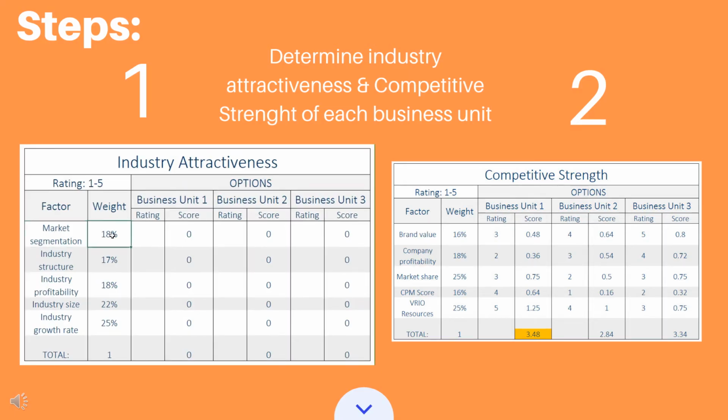Steps to use the tool. Steps number 1 and 2. Determine industry attractiveness and competitive strength for each business unit. Number 1, make a list of factors. Number 2, assign weights. Number 3, rate the factors. And number 4, calculate the total scores.